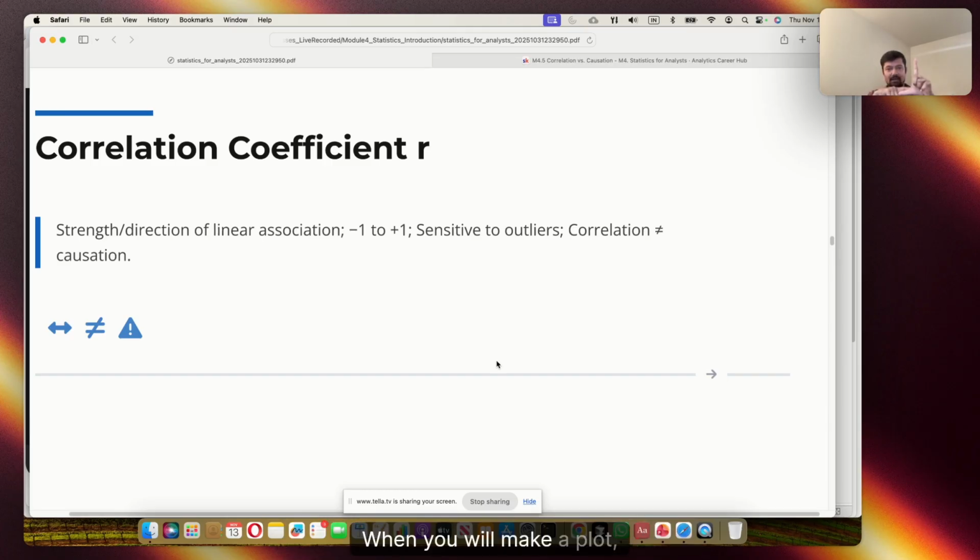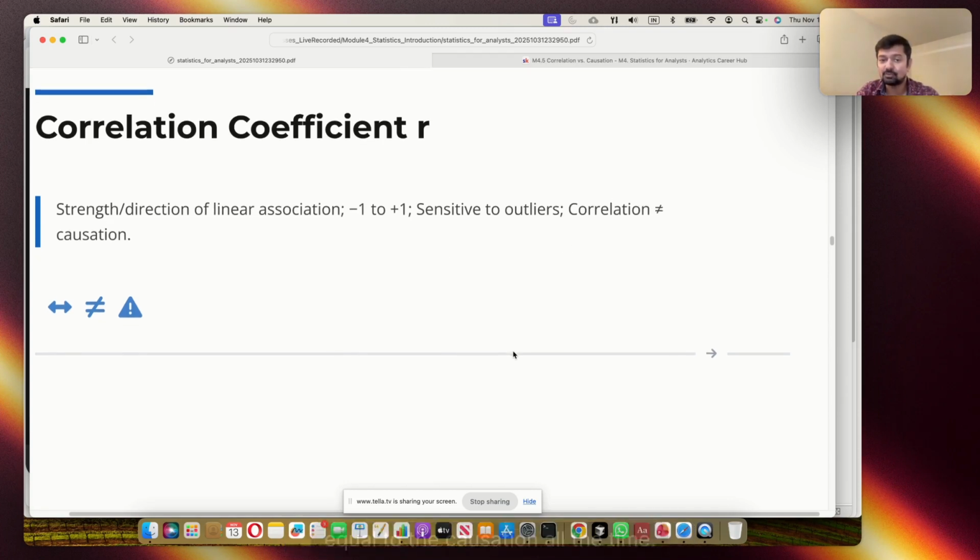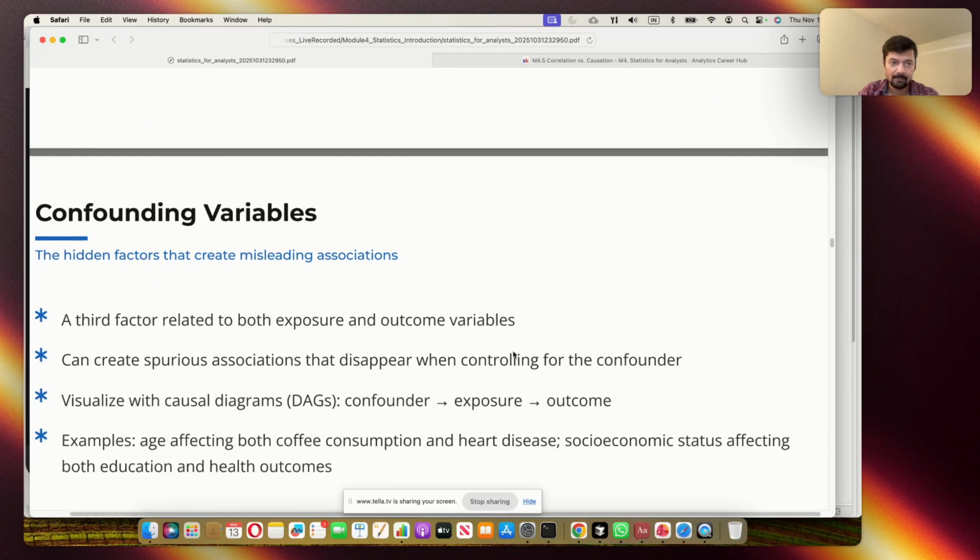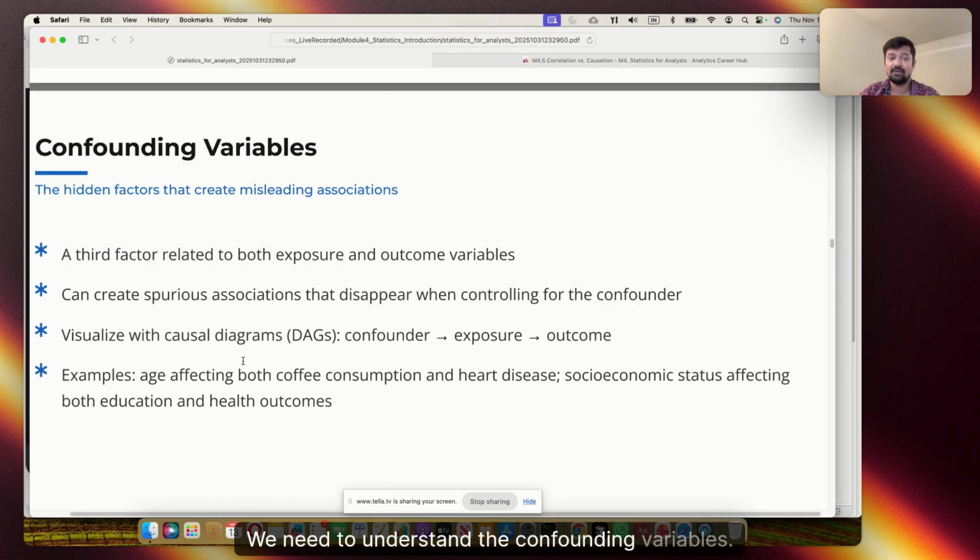When you make a plot, the x-axis is moving with the y-axis. If there are one or two outliers at the corner which are very high in value, those can drag the R square value towards +1, towards the value of one. So these are sensitive. That's why we say correlation is not equal to causation all the time. So we need to carefully monitor the cause effect. We need to understand the confounding variables.